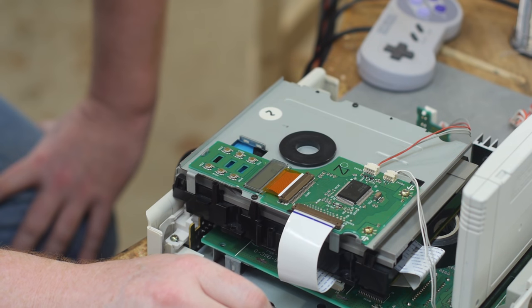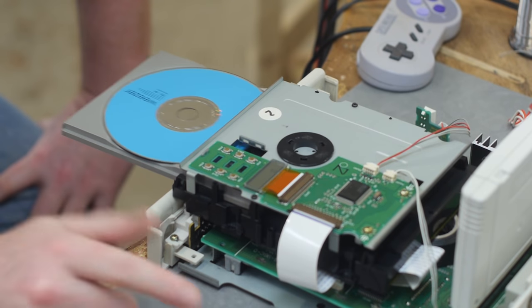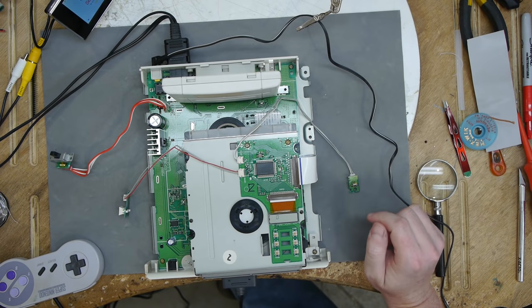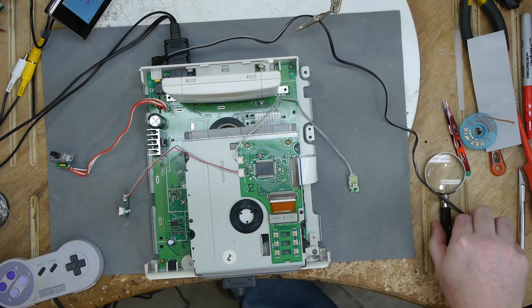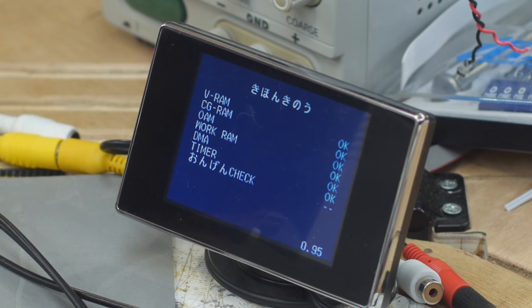Oh, look at that. It's spinning up an audio disc. Still says no disc though. But yeah, look, it actually functions correctly. Oh, and the LCD is on. So the moral of the story is always look for bad caps. If you have an old piece of electronics where something doesn't work, bad electrolytic caps are a likely culprit.